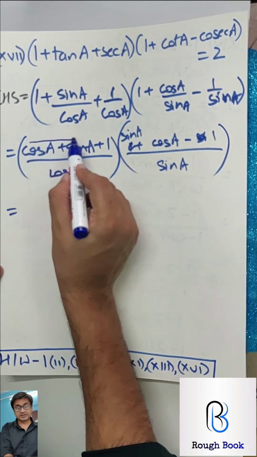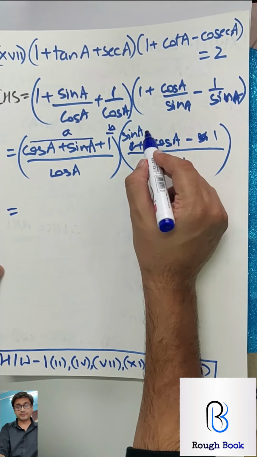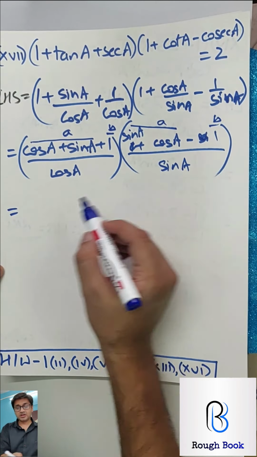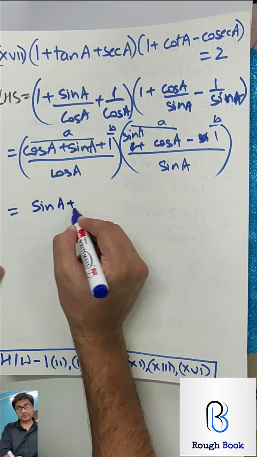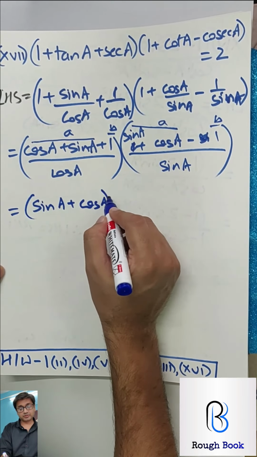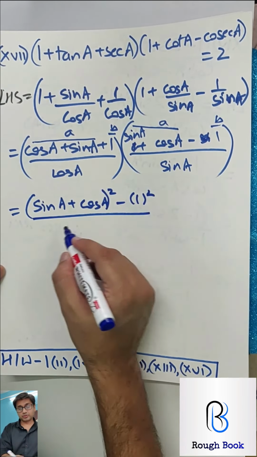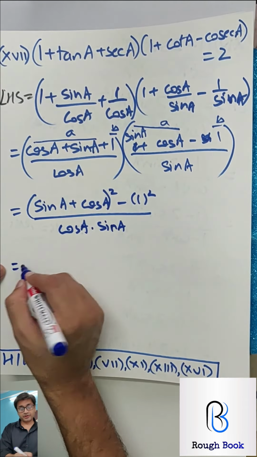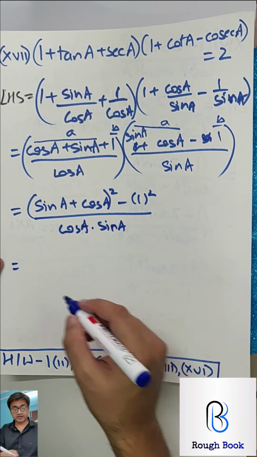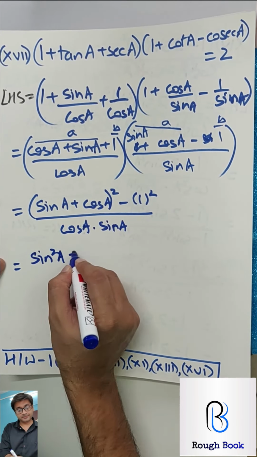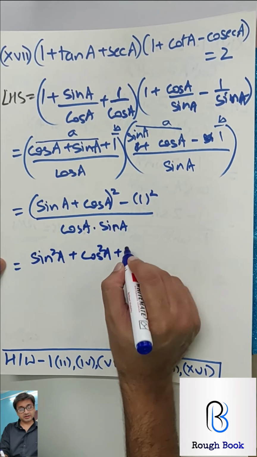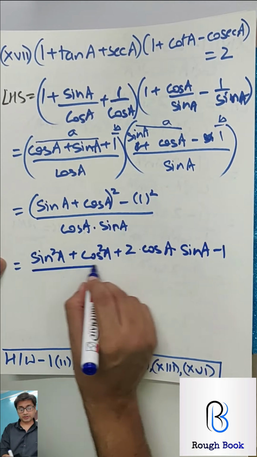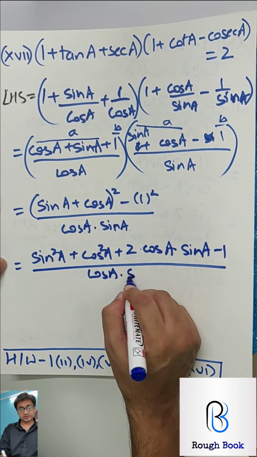Okay. So you can consider this as A and this as B. Likewise this as A, this as B. So A plus B, A minus B. So A square, that should be sine A plus cos A the whole square minus 1 the whole square upon cos A into sine A. Come on, pause your video now, at least expand this and you should manage to get it. So A square B square 2 times AB cos A sine A minus 1 upon cos A into sine A.